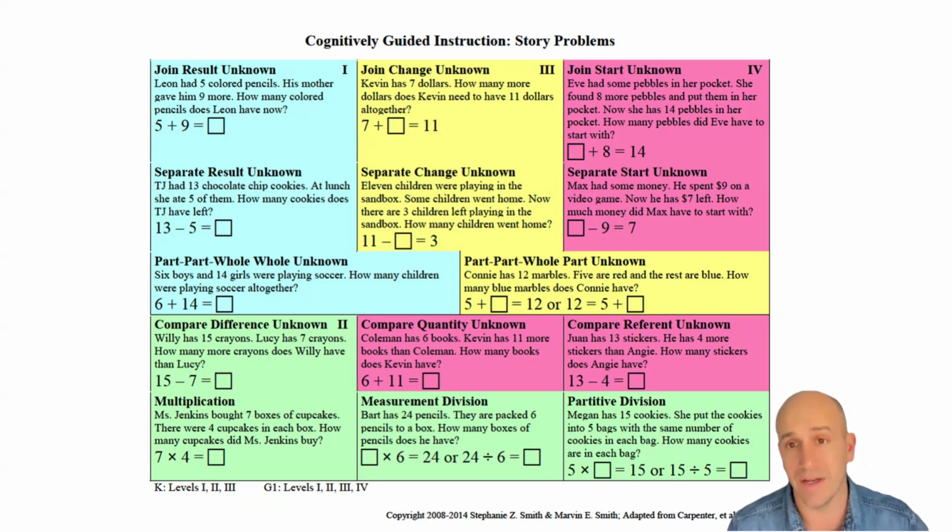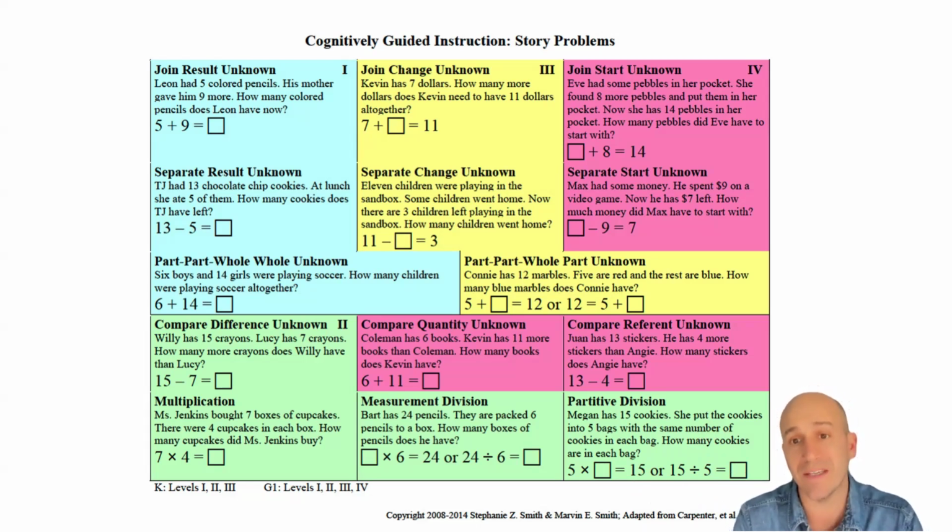So what you'll see here, organized very helpfully by color, as well as by Roman numeral, is four different groups. So let's start first with the blue area, right? You'll see join result unknown, separate result unknown, and part whole unknown. And what you'll notice is that the commonality these all have is that the result or the total is the unknown. So you'll see that box, which could be represented by an X or any variable, is the thing that's not known.